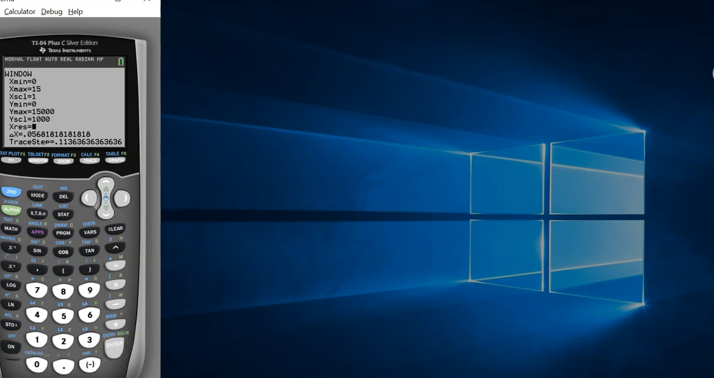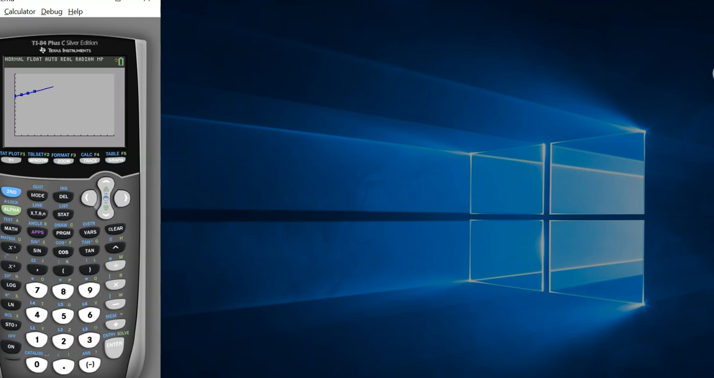So your scale really doesn't matter. It doesn't matter what scale you put in. If you did a scale of 1, it would just try and draw 15,000 ticks, which it couldn't do. And you just end up with an axis that's kind of fuzzy. You don't actually see any ticks on it, which is not a big deal. Okay, hit graph. So our stat plot is still on.